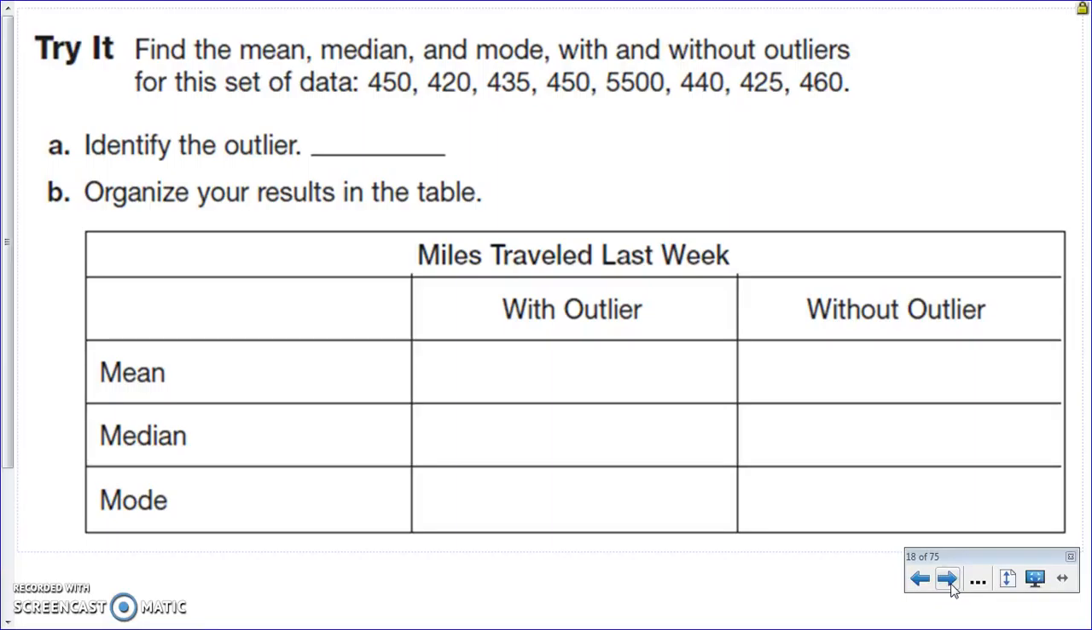Try it. Find the mean, median, and mode with and without outliers for this set of data: 450, 420, 435, 450, 5,500, 440, 425, and 460. So the first step, we have to identify the outlier, and that is 5,500, because all the rest are in the 400s.